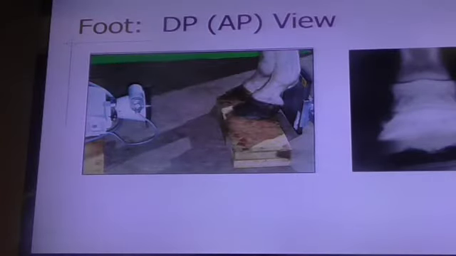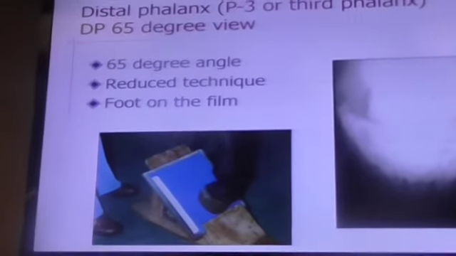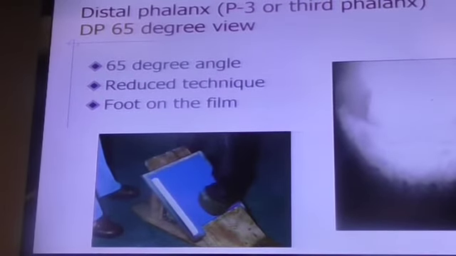Same thing for the DP view of the foot. And then for P3, you should use a 65-degree angle and place a cassette on a block, and you actually see the nice vascular channels of P3. You can look at the solar surface of it to see if it's irregular. The navicular bone on this one, you can just barely see it superimposed on the second phalanx.